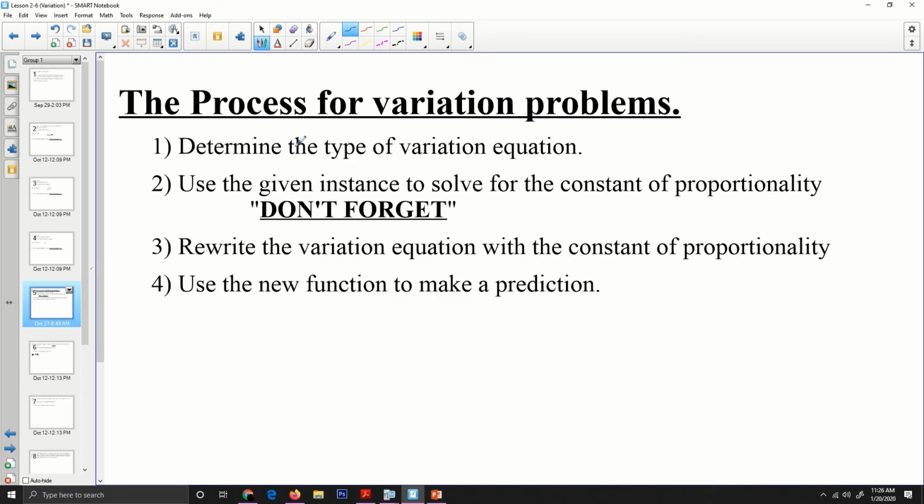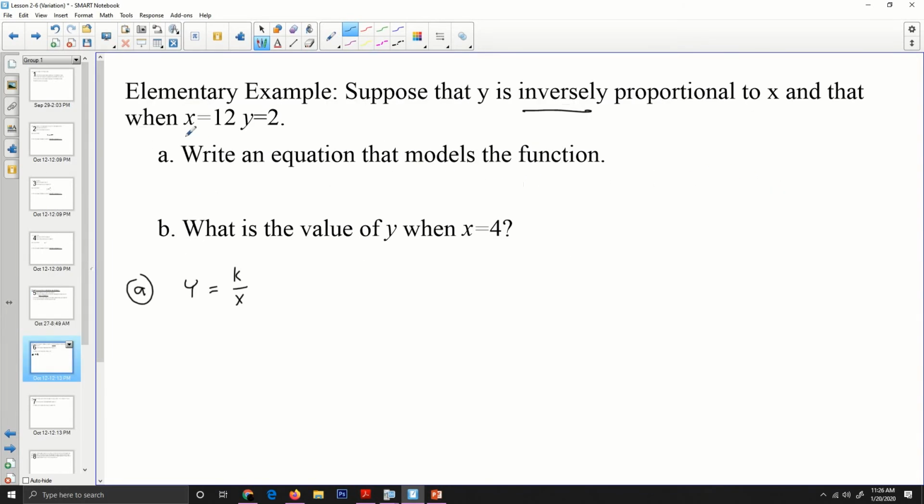We've determined the type of variation, and then we're going to use the instance to solve for the constant of proportionality. They give us this instance right here, x equals 12 and y equals 2. We're going to get a value for k here. If I plug in 2 for y and 12 for x, I just multiply by 12 and I get k equals 24. So my final answer for A is y equals 24 over x.